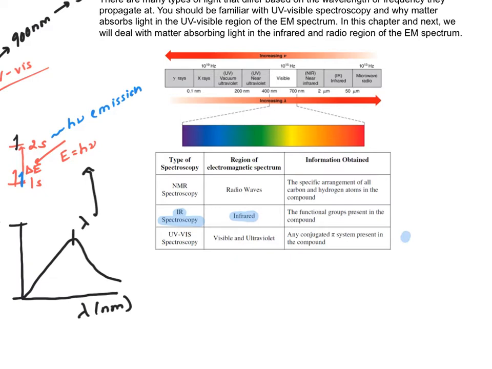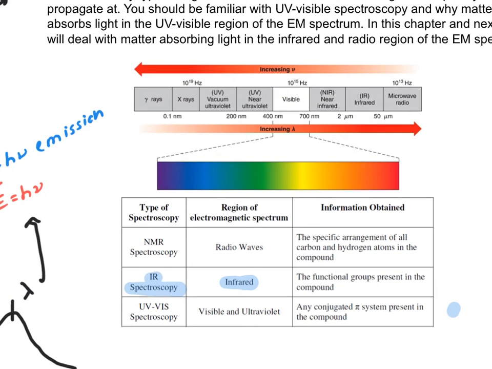Now, if we go back up to our little electromagnetic spectrum, we'll notice we've got visible light, at about, again, 400 to 700 nanometers. Where is infrared relative to visible? Is it at a larger wavelength or a smaller wavelength? If we're at nanometers here, we're at micrometers in the infrared spectrum, so it's at a larger wavelength. So compared to UV visible, infrared is at a larger wavelength.